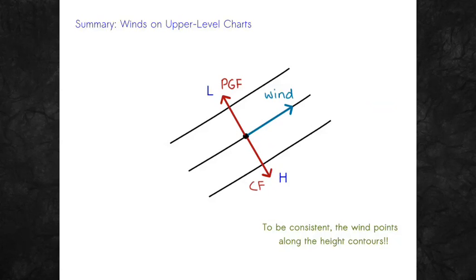So this is going to be the general result at upper levels when we're not dealing with friction. We're going to have the winds being along the contours with higher values of the height to our right, because that gives us the right configuration between the wind and the Coriolis force.